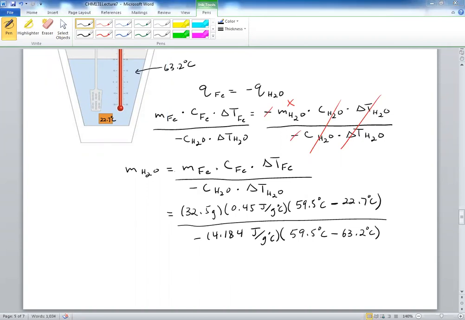Very well. So if we calculate this, we get 34.8 grams, and that would be the mass of water.